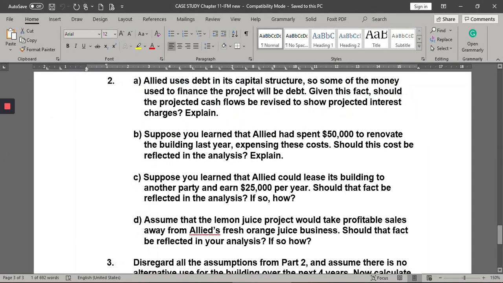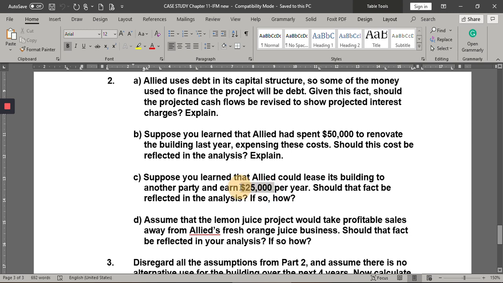Suppose you learn that Allied could lease its building to another party to earn 25,000 per year. Should that fact be reflected in the analysis? If so, how? So class, what type of cost is this 25,000? Is it the externalities? It is the opportunity cost. Instead of using the building, if you lease it, you could have earned 25,000. So you're losing this opportunity because you're using it for the new project, right?